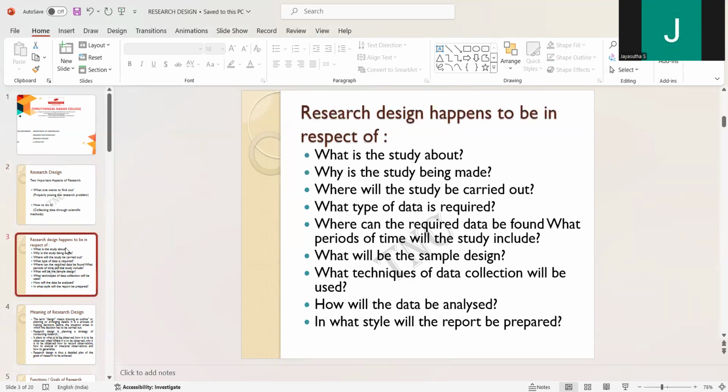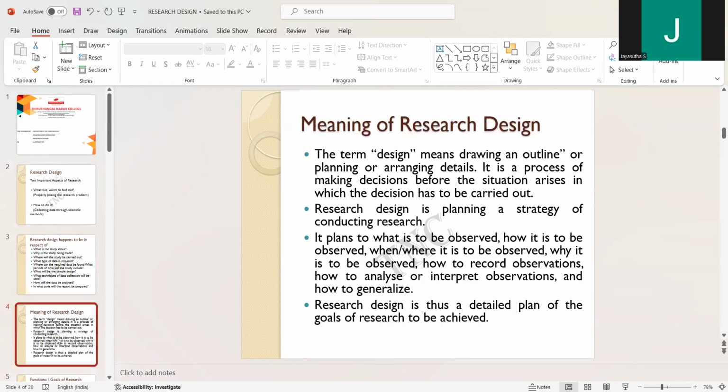The research design happens to be in respect of what the study is about, why the study is being made, where the study will be carried out, what type of data is required, where the required data can be found, what periods of time the study will include, what the sample design and techniques of data collection will be, which type of data collection we have to use, and how the data should be analyzed. We have to use the SPSS scientific package for social science research also, and what style is to be prepared for the report.